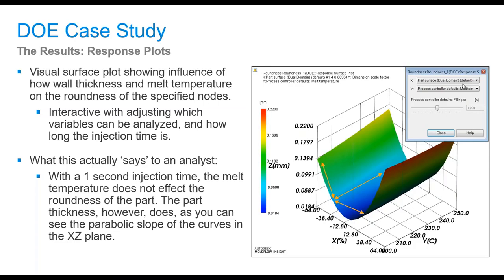And then in the XY plane, it is a bit of a different story here, as we can see the parabolic curve, meaning the roundness gets worse as you vary more and more from the original part thickness, represented by the 0% point.